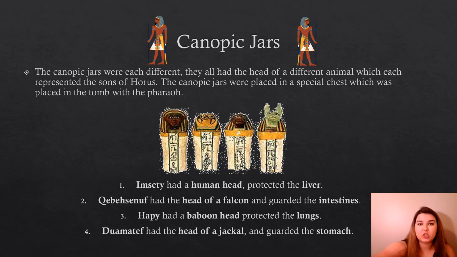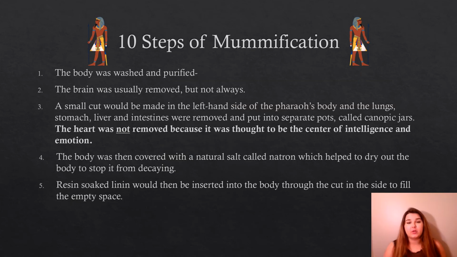If you look at the chart on the screen, you can see how they're represented, and they were usually pretty close to the body in the tomb, just to make sure that all the parts were there. So now that we kind of gave a clarification on what the canopic jars are, we're going to pick up with the 4th step of mummification.